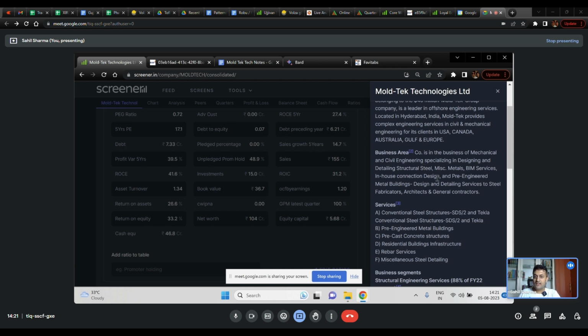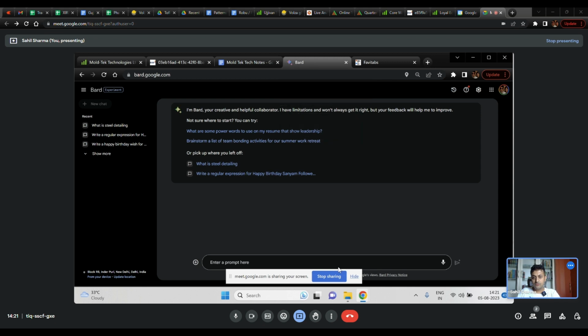So one other thing which I saw here is detailing services for steel fabricator, right? I didn't quite understand what this means because detailing looks like such a weird thing. So what I did is I went to Bard and I just said, what is steel detailing services for steel fabricators? This is something which Moltech Technologies does.